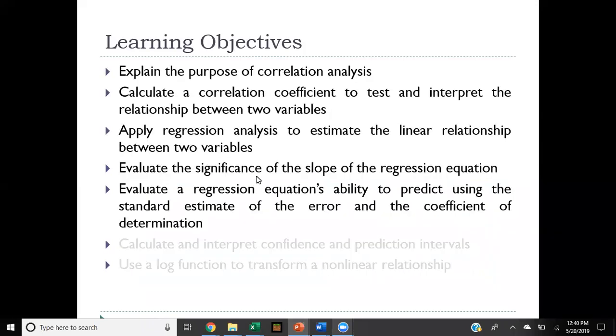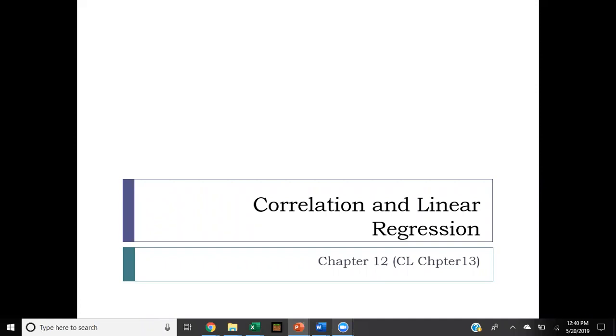Hello again, and I'm going to talk today about correlation and linear regression, which in your textbook is actually, there's an error on the publisher's end where in the table of contents, this chapter is listed as chapter 12, but the actual chapter in the body of the book is chapter 13. But either way, the thing to remember is that you're going to look for the correlation and linear regression chapter.